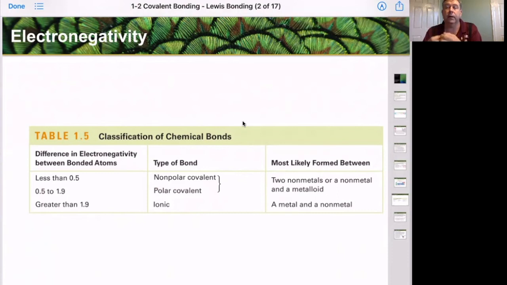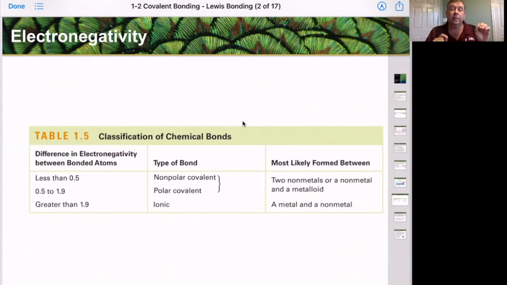we're still sharing electrons. If the difference in electronegativity gets so high, greater than 1.9, what's going to happen is the less electronegative atom is just going to give its electron to the more electronegative atom, and we'll form a negative charge on the more electronegative atom, positive charge on the less electronegative atom, and we're going to form an ionic compound. Okay, so the threshold here is 0.5 or less is a non-polar bond. 0.5 to 1.9 is a polar covalent bond, and greater than 1.9 is an ionic bond.